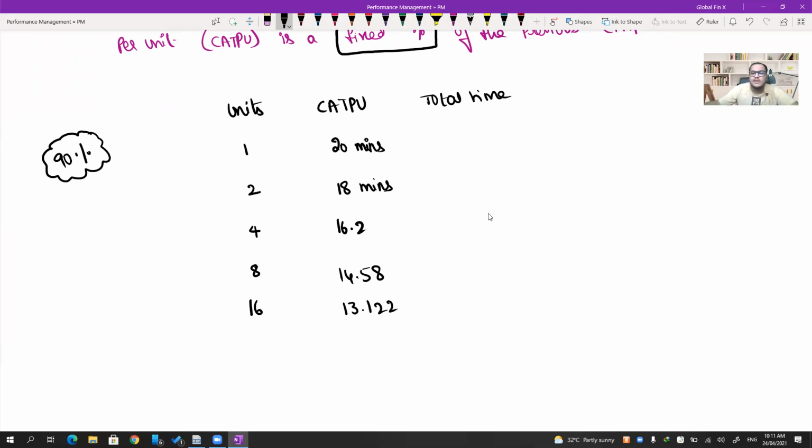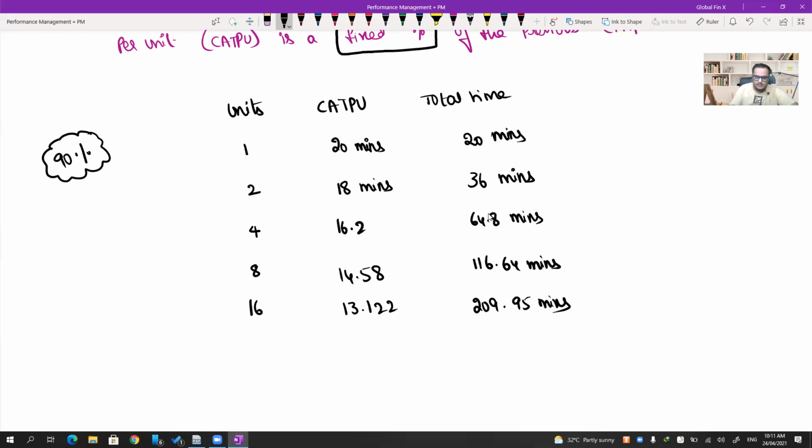So 1 unit into 20 minutes, total time taken is 20 minutes. 2 units into 18 minutes, 36 minutes it took for 2 units. Okay, 4 units into 16.2, 64.8 minutes. 8 into 14.58, 116.64 minutes. Then 16 into 13.122, that is 209.95 minutes. Okay, sir, we did all of this.